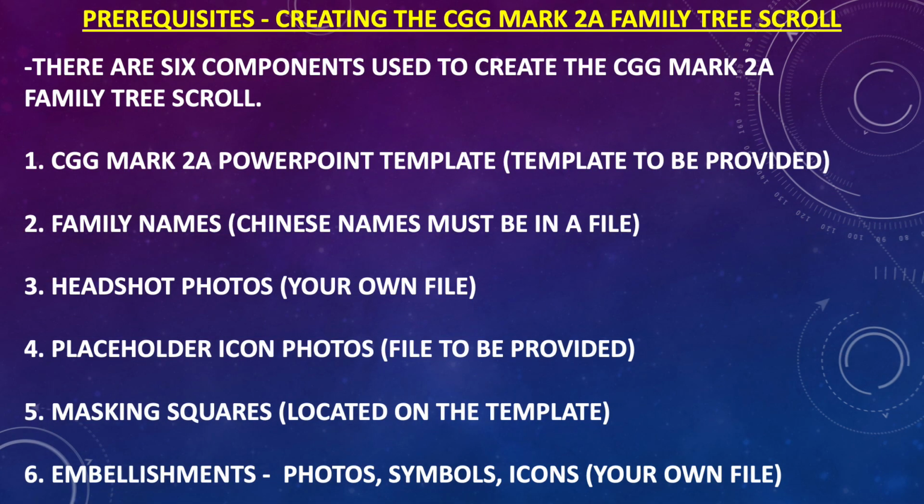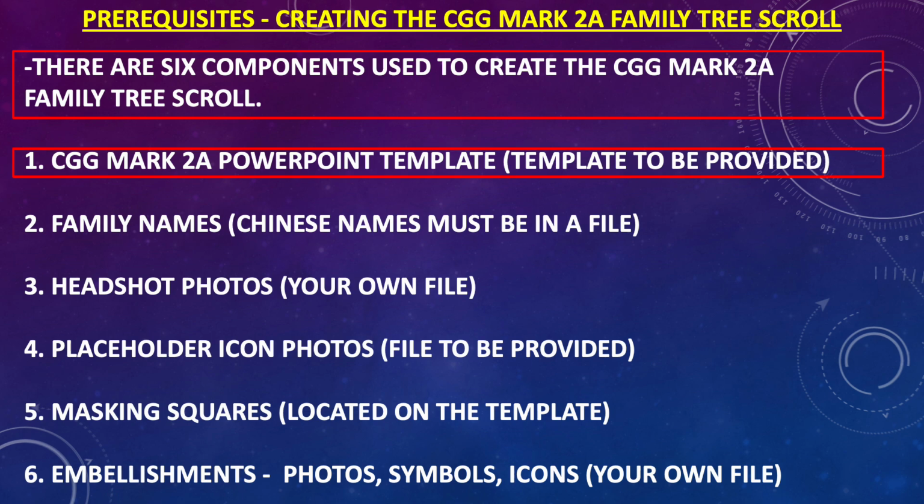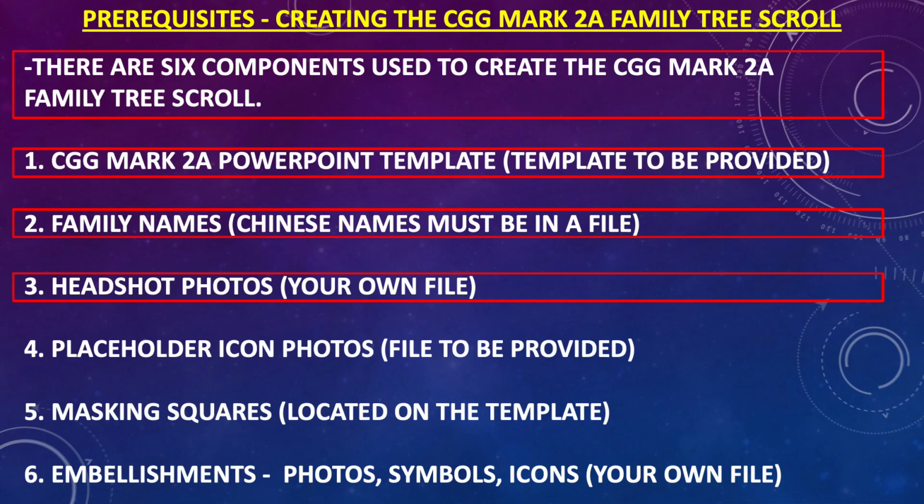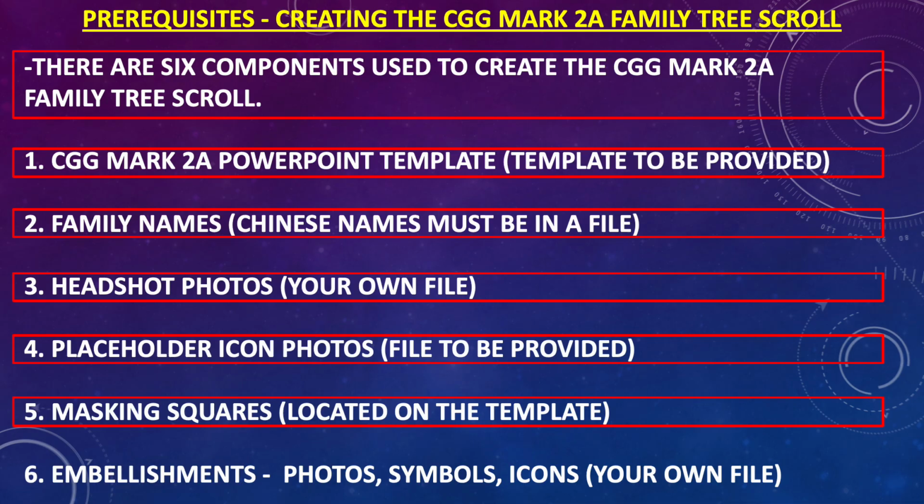Prerequisites. Creating the CGG Mark IIA family tree scroll. There are 6 components used to create the CGG Mark IIA family tree scroll. 1. CGG Mark IIA PowerPoint template. 2. Names of family members, including Chinese names if available. 3. Headshot photos of family members. 4. Placeholder icon photos. 5. Masking squares. 6. Embellishments, including family photos, symbols, other icons.